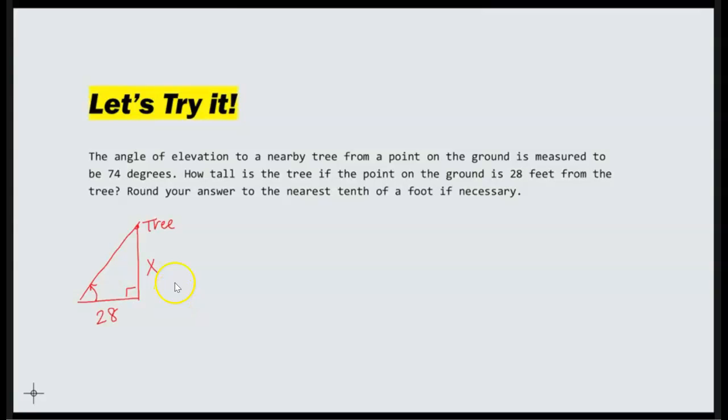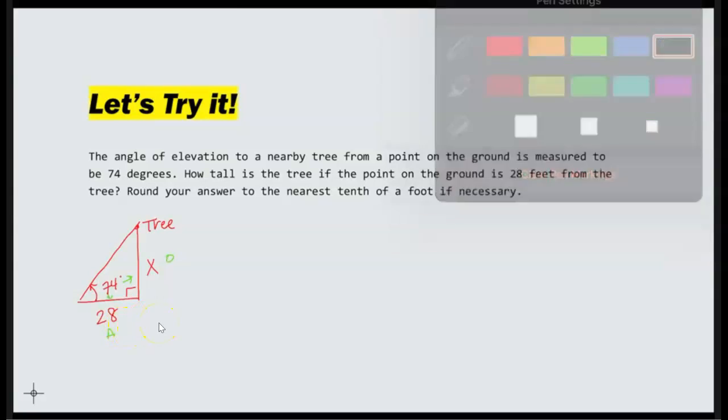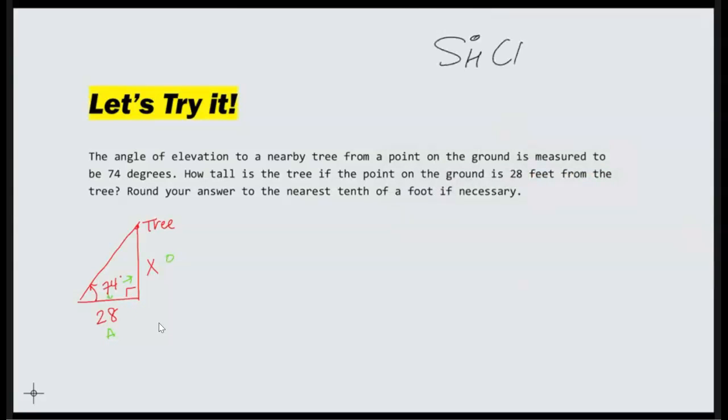Now, I cannot use the Pythagorean theorem since I do not know 2 of the 3 sides. However, I can use SOHCAHTOA because I have an angle as well as a side length. Now, from this angle, X is considered opposite, and the 28 will be considered my adjacent. So OA will be the TOA, or tangent. So we will be using, don't forget, SOHCAHTOA. We're using TOA, where we are using opposite and adjacent.